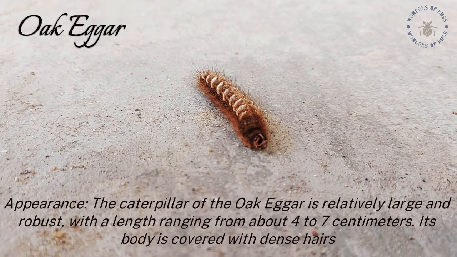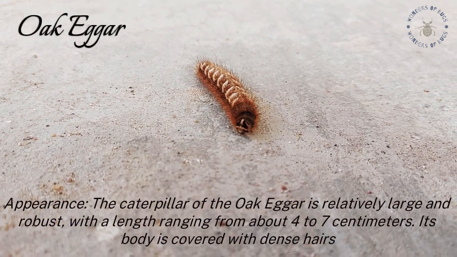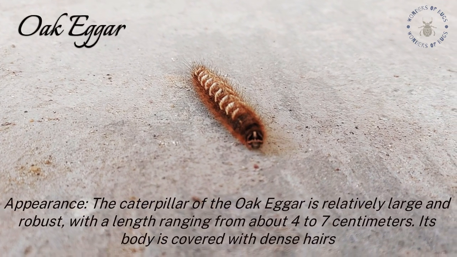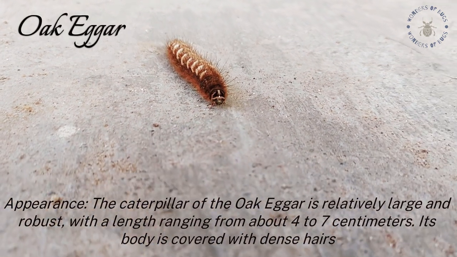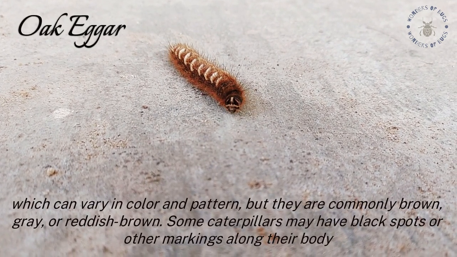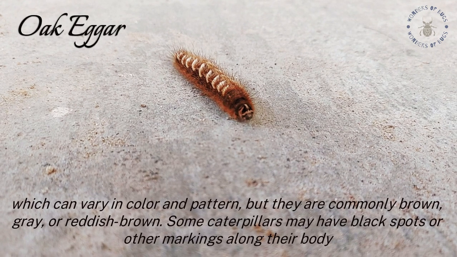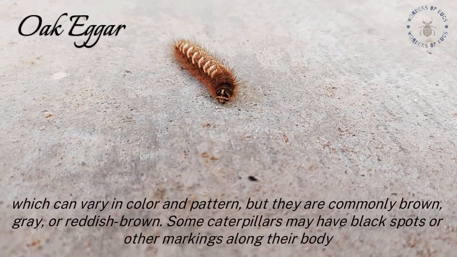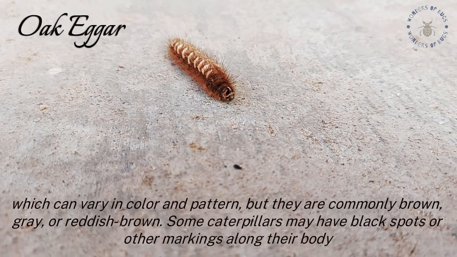Appearance: the caterpillar of the Oak Eggar is relatively large and robust, with a length ranging from about 4 to 7 centimeters. Its body is covered with dense hairs, which can vary in color and pattern, but they are commonly brown, gray, or reddish brown. Some caterpillars may have black spots or other markings along their body.